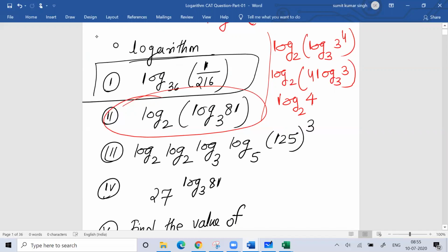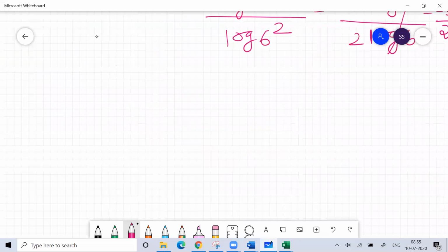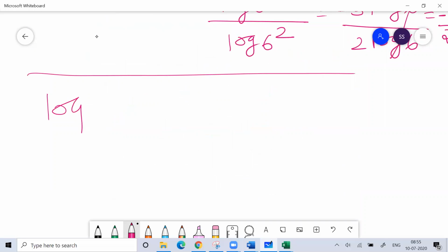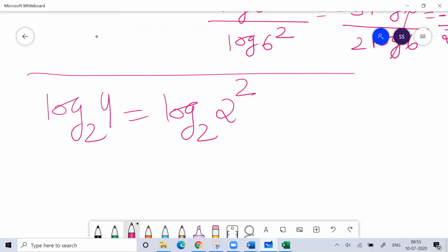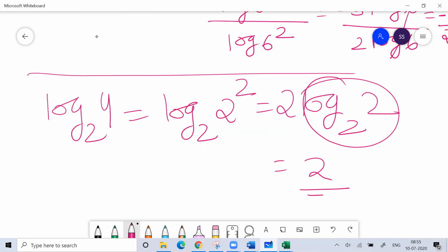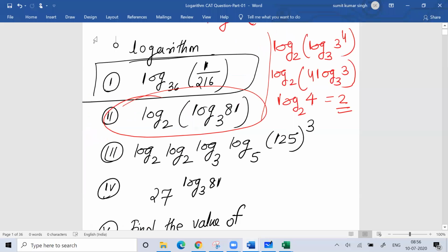And what is log base 2 of 4? That is 2. Why is that 2? What makes 2 into 4? Because 4 is 2 square, so you can write this as 2 log base 2 of 2. And you know that if both are the same, it will give you 1, so the answer is 2. Okay, now I got it. Try question number 3.